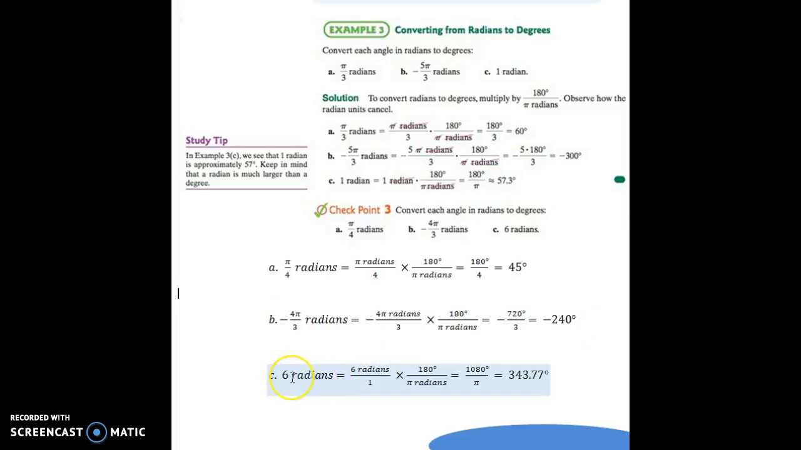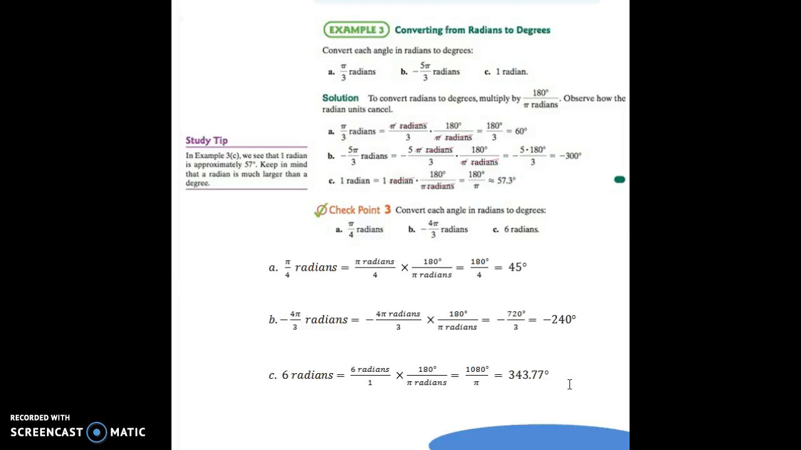6 radians, again, notice no pi here. You can't just insert one. So it's 6 radians times 180 over pi. So 6 times 180 is 1080 divided by pi. So again, we're going to get an approximate value because pi never ends. So we get 343.77 degrees.